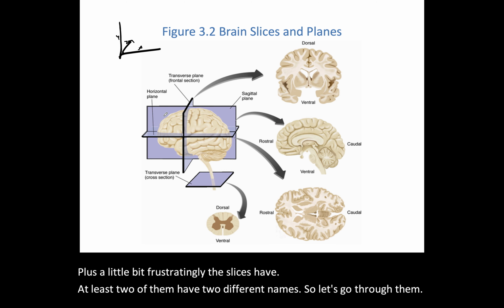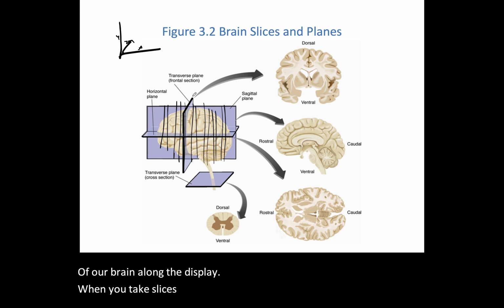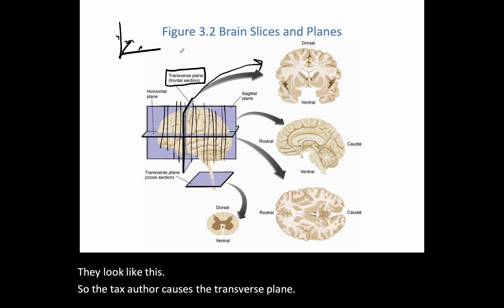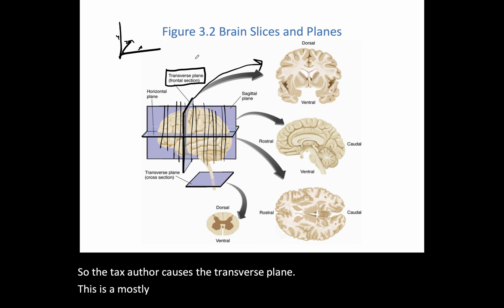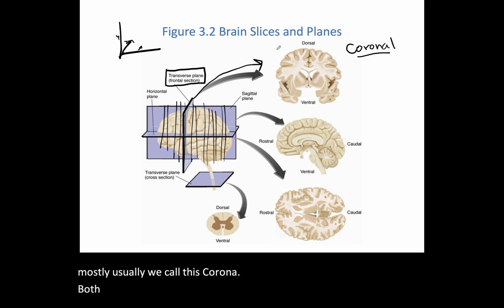We could take slices of our brain along this plane. When you take slices like so, they look like this. So the text author calls this the transverse plane. This is mostly the terms used in animal research. In human research, usually we call this coronal, the coronal plane. Both are correct, and you do need to know both.